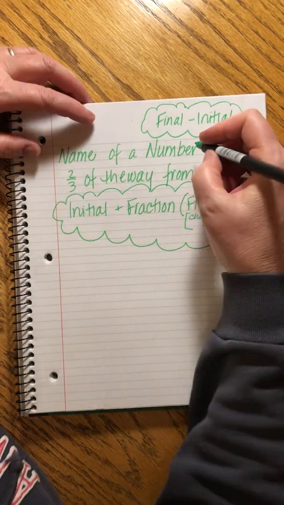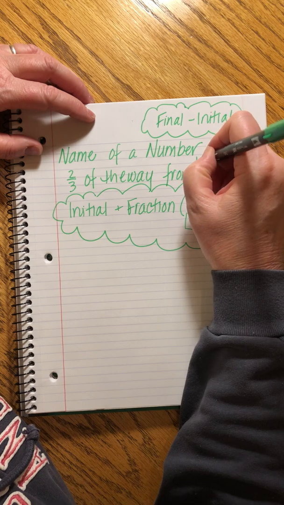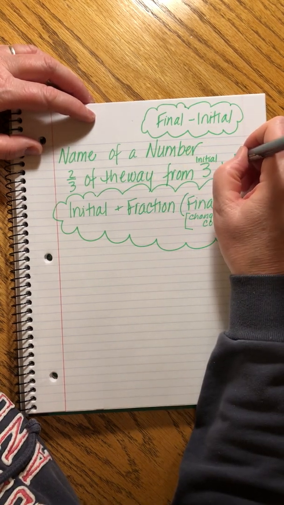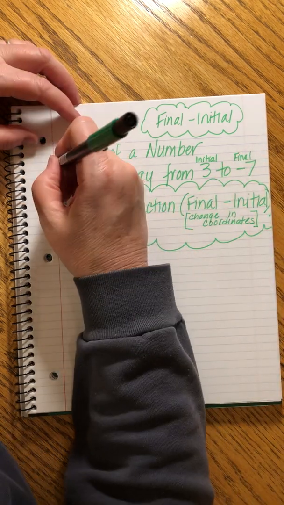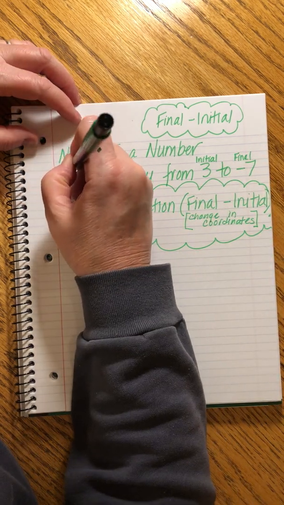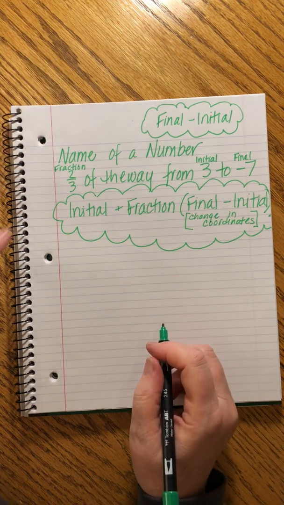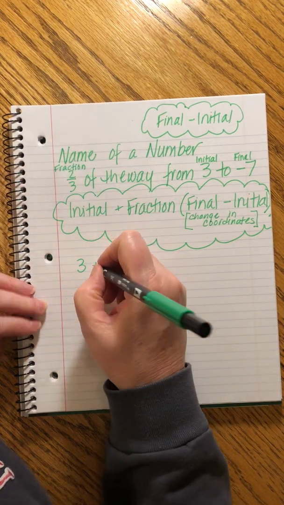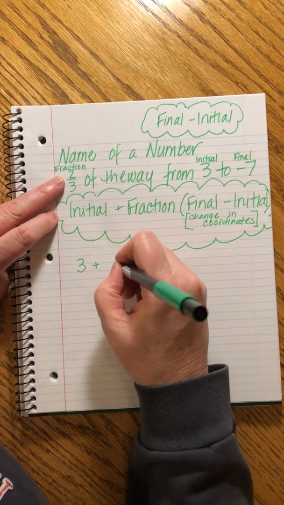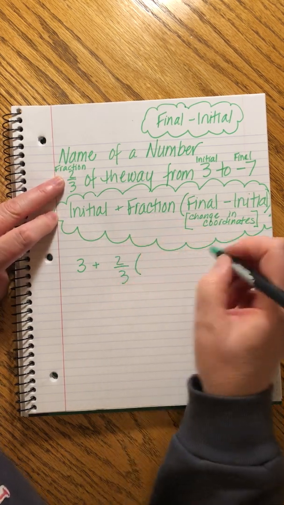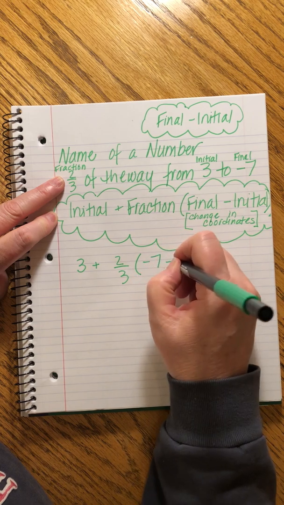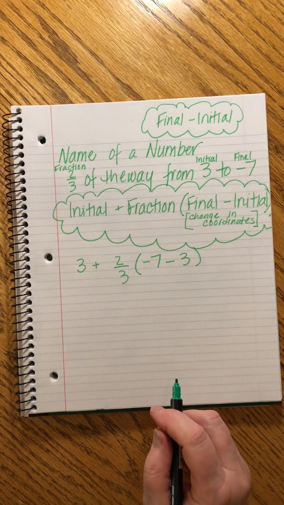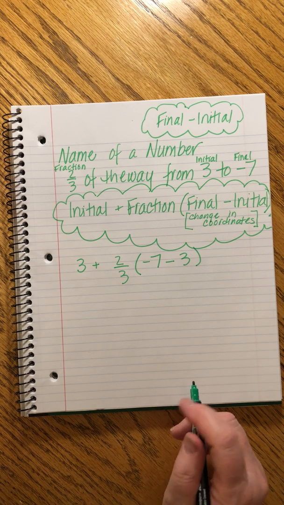Okay, so now we've got a problem and we've got a formula. Now we just plug it in. Remember, this is our initial number. From blah to blah, this is our final number. And this is our fraction. All right, so we're going to say that this is 3 plus 2/3 times minus 7 minus 3. That doesn't look that bad, does it?